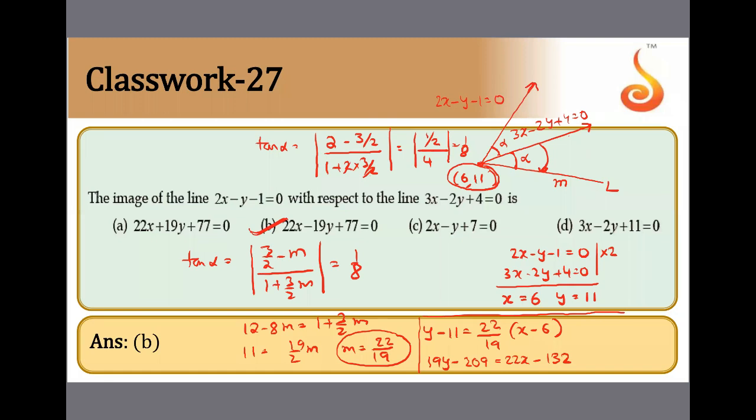Okay, I'll explain the concept. Somebody was asking. This is the line given, and this is the line given. The image of this line with respect to the other line will be this one. What do you mean by image? If you drop a perpendicular, these two lengths will always be equal. This length is equal to this length. So this will be the image of it. Whenever it is an image, this angle is alpha and this angle is also alpha.